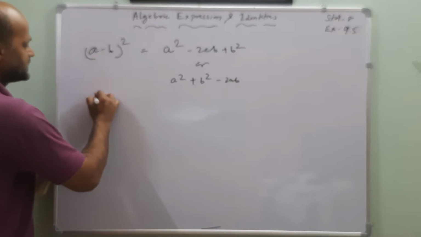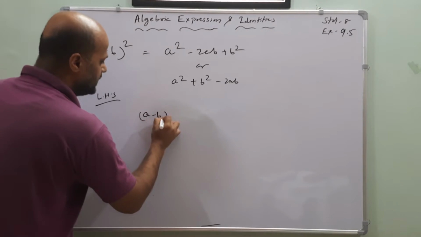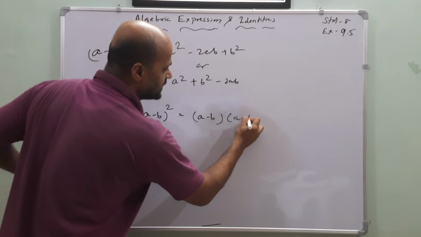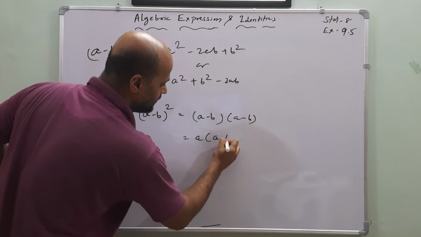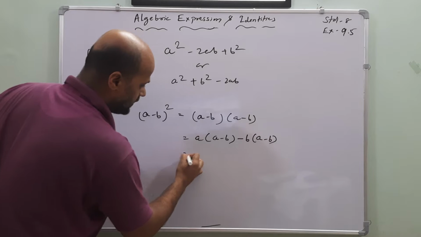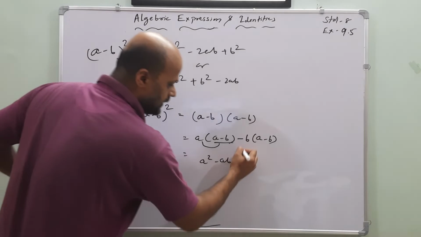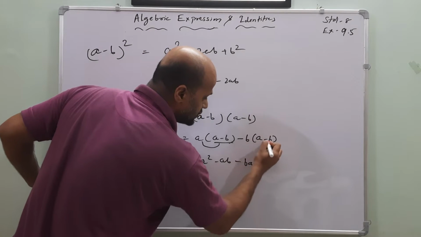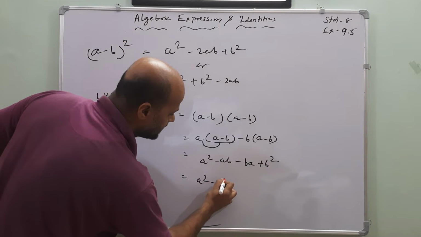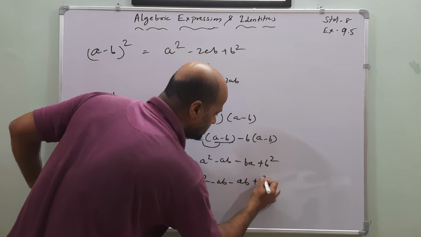Okay. Let's take the LHS. What is the LHS? Yes, very good, Aniket. It is (a minus b) whole square. Again, it is the same thing: (a minus b) into (a minus b). Now multiply it. a into (a minus b), minus, because there is a minus, minus b of (a minus b). Now be careful because minus is there. a square minus ab. Again minus ba. Minus into minus is plus b square.